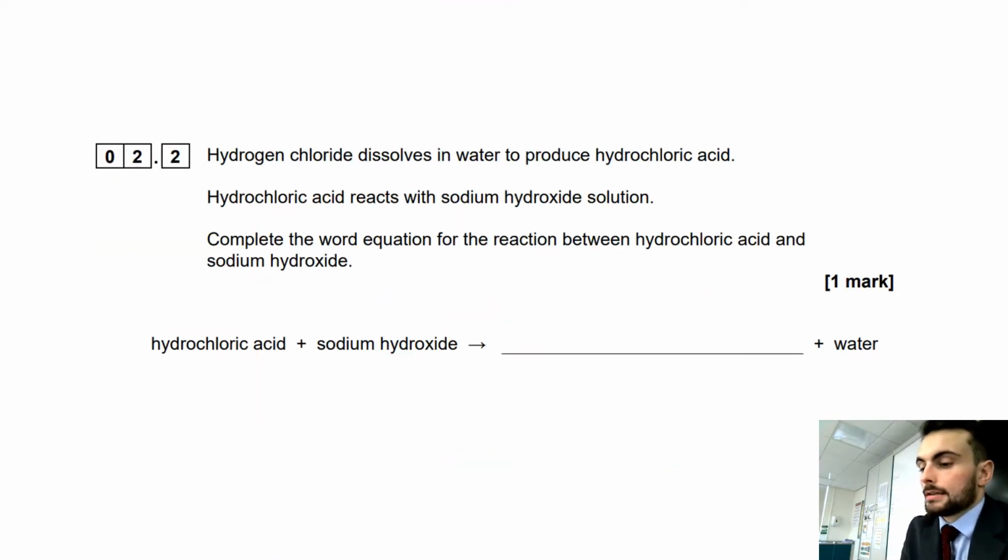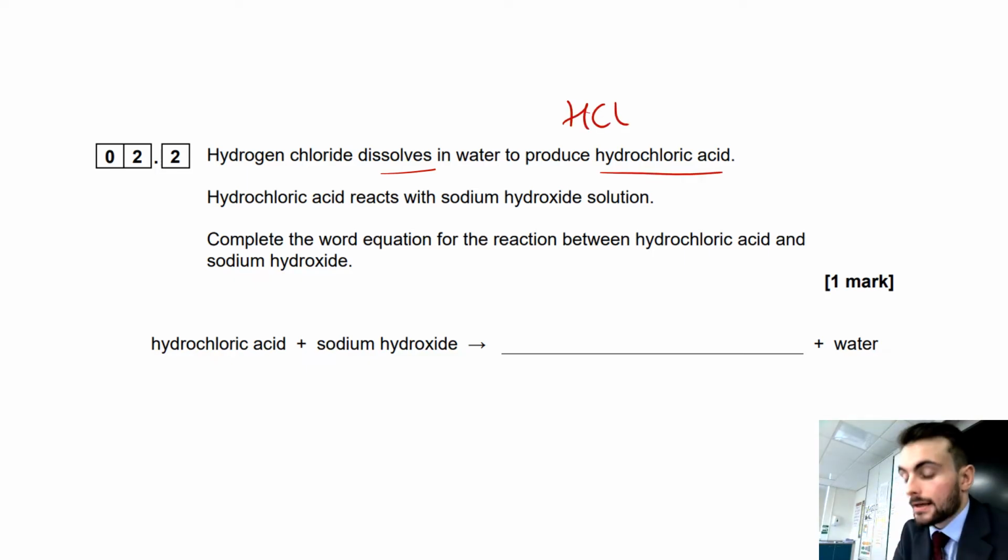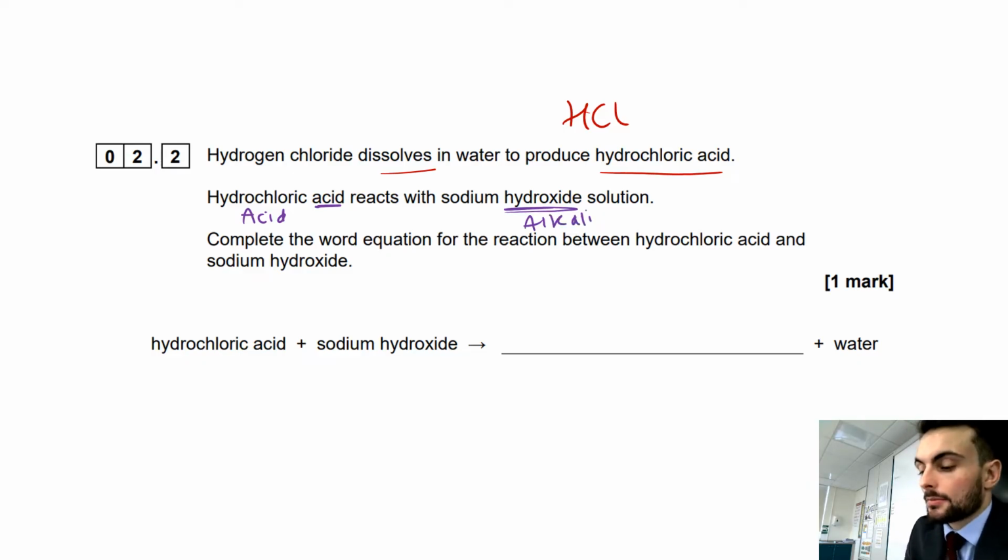Hydrogen chloride dissolves in water to produce hydrochloric acid. So HCl, hydrogen chloride. Hydrochloric acid reacts with sodium hydroxide solution. Now if you remember, before we said we've got acid here, because it gives you the clue in the question. You might have done it from hydrogen chloride before, but now it's actually telling you that it's an acid. And in this one, sodium hydroxide means it is an alkali. So we've got an acid and an alkali.